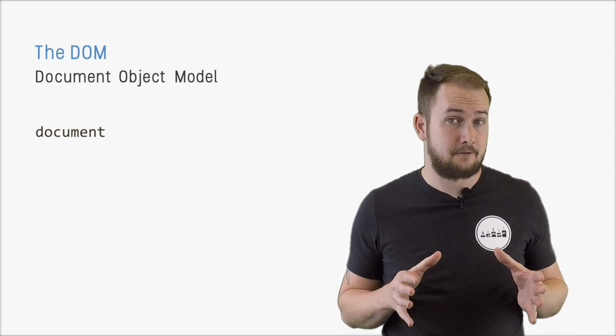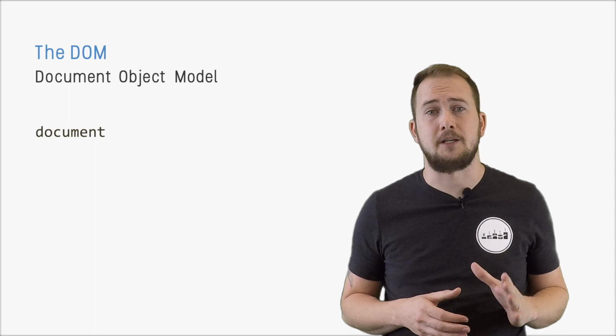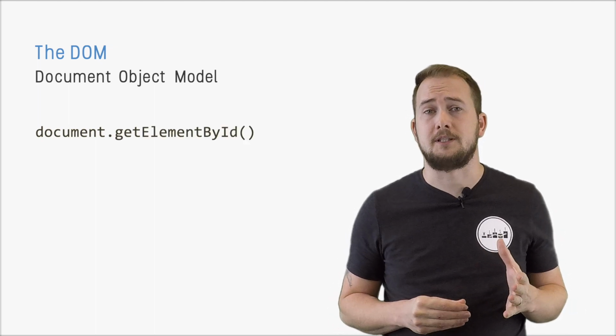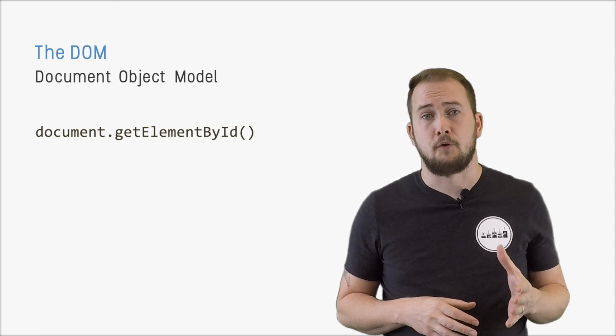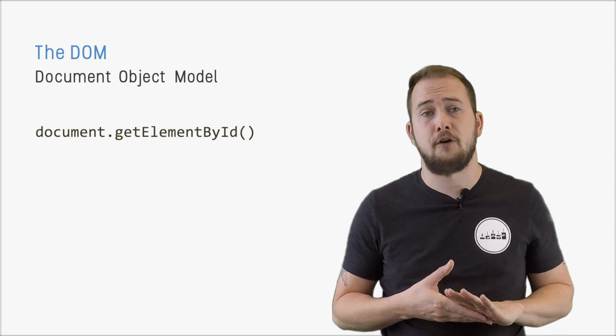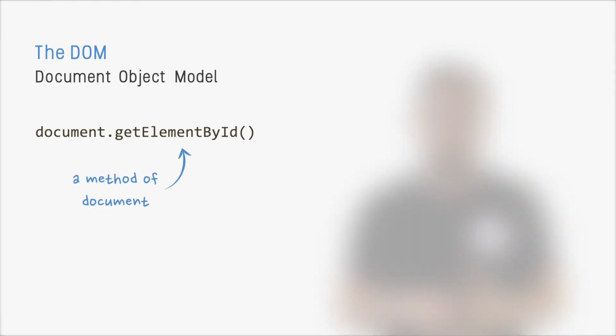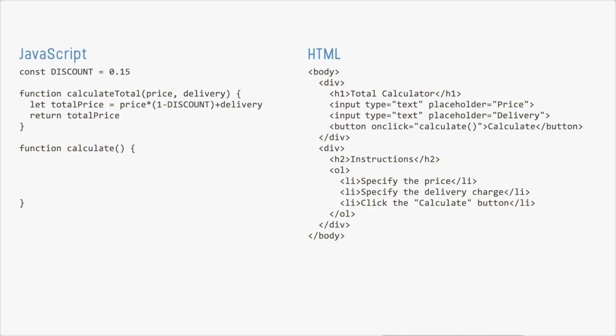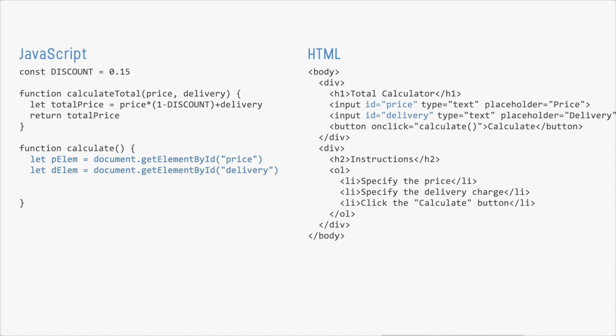The easiest and fastest way to reference an element is by using the getElementById function, which exists as a property on the document. For reference, functions that exist as properties on an object or variable are referred to as methods. By adding an ID attribute to both of the input elements, we can use the getElementById method to get a reference to them in the JavaScript.